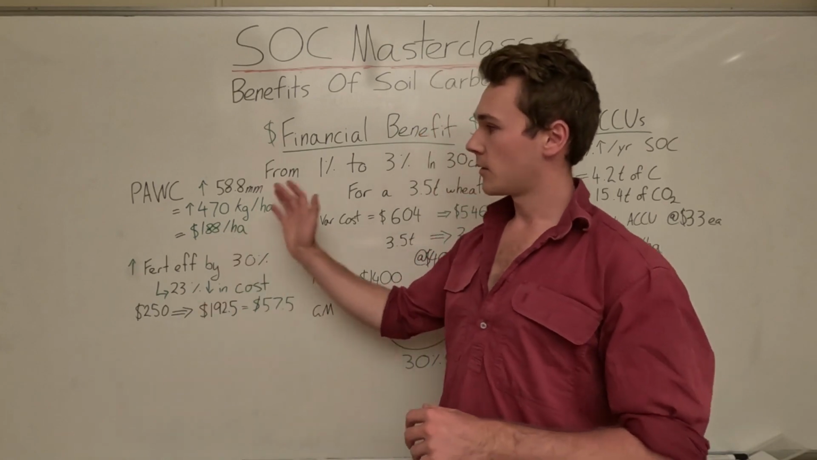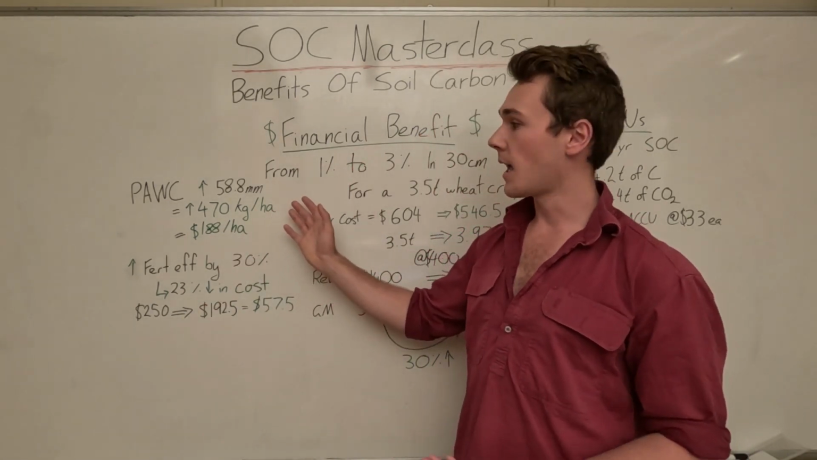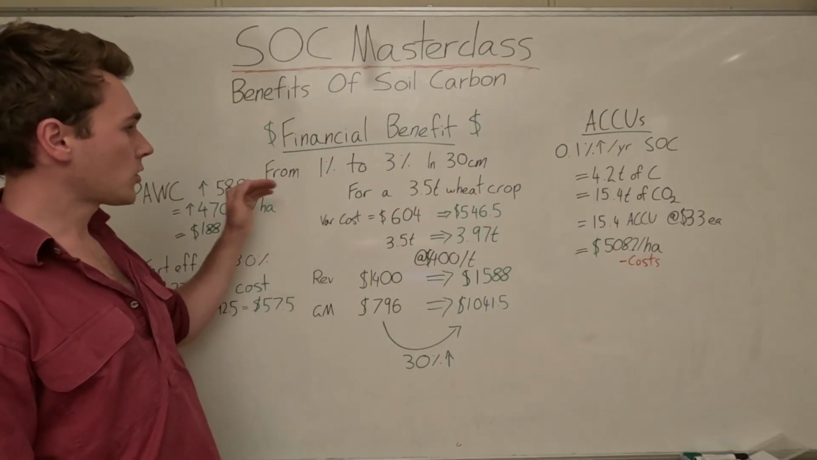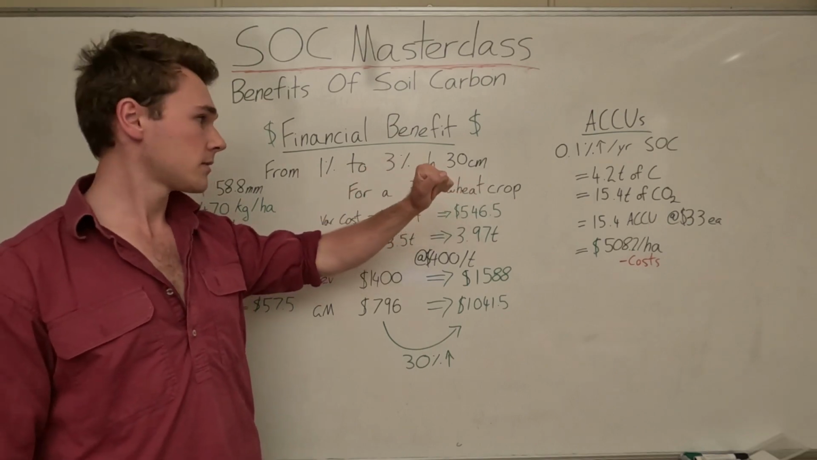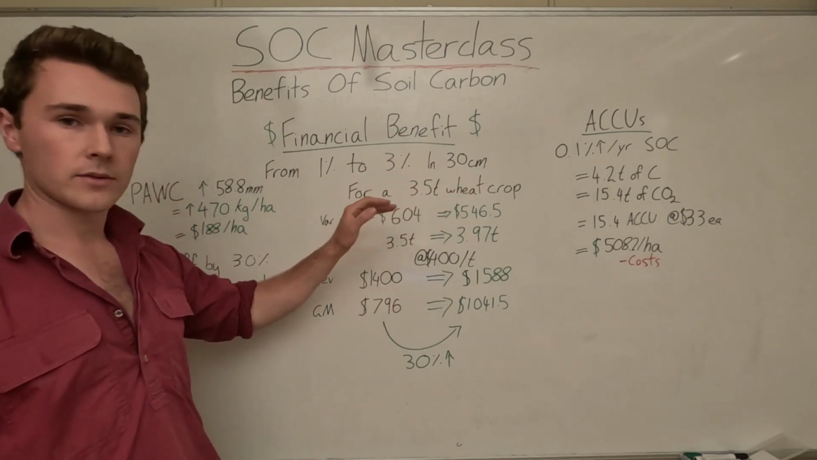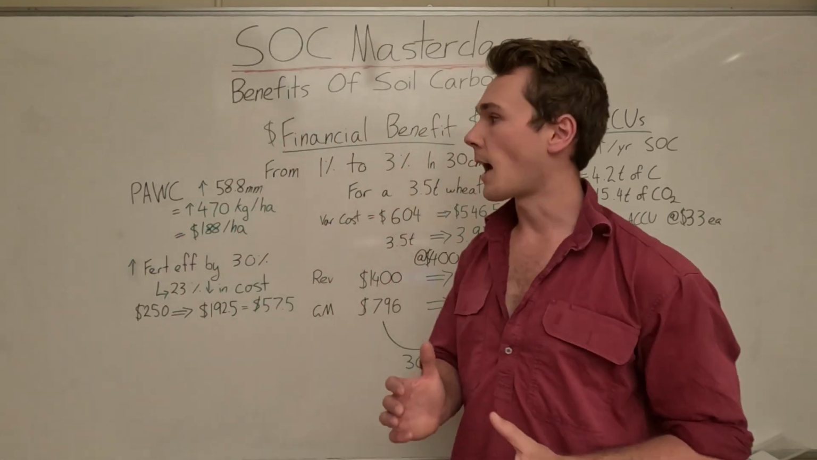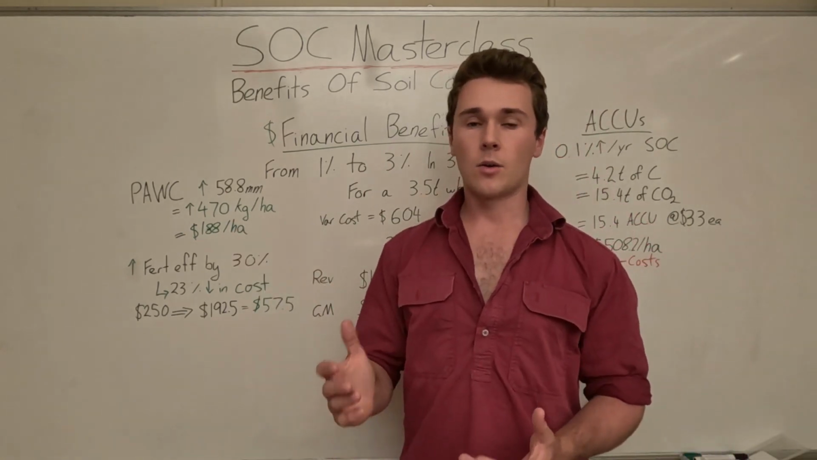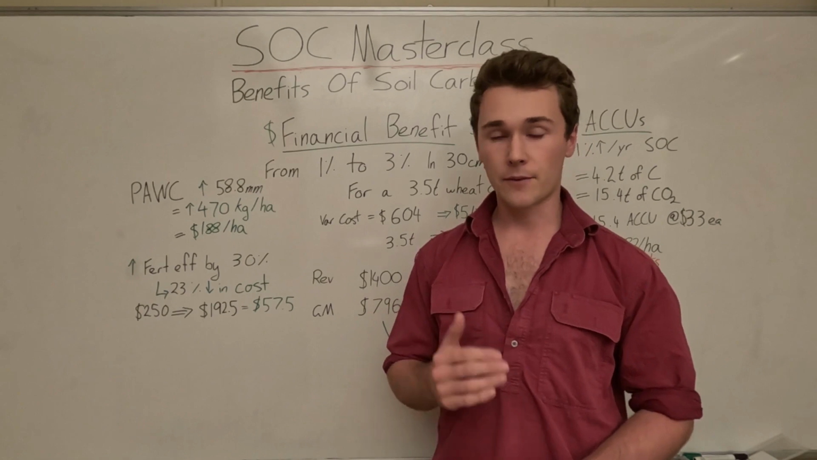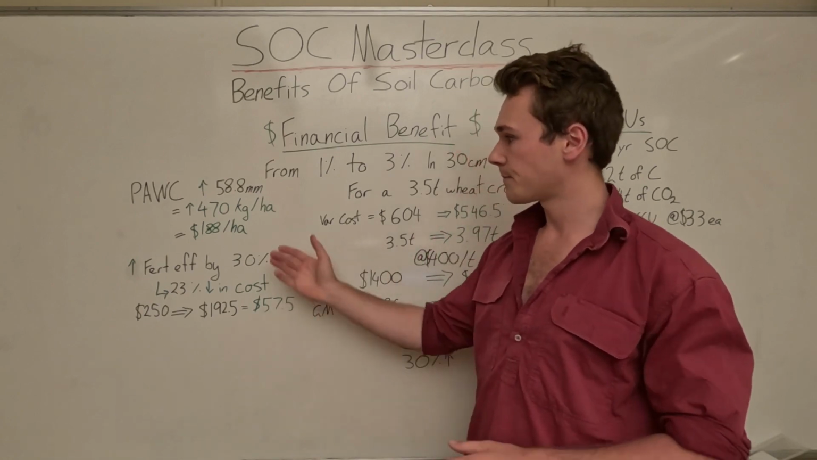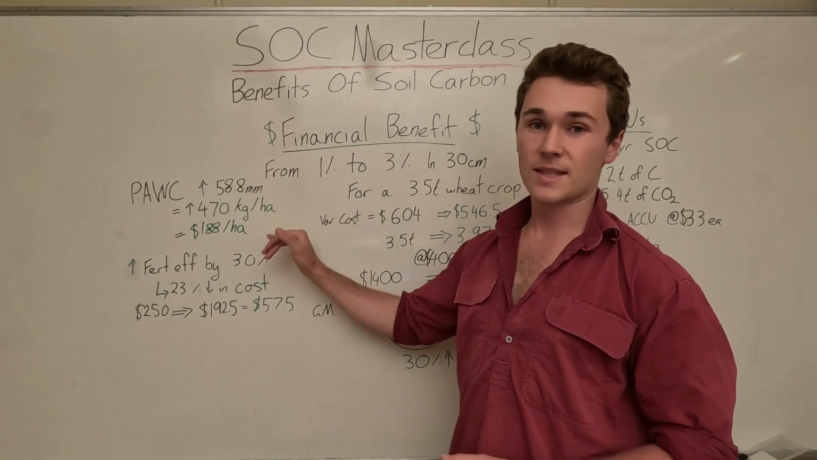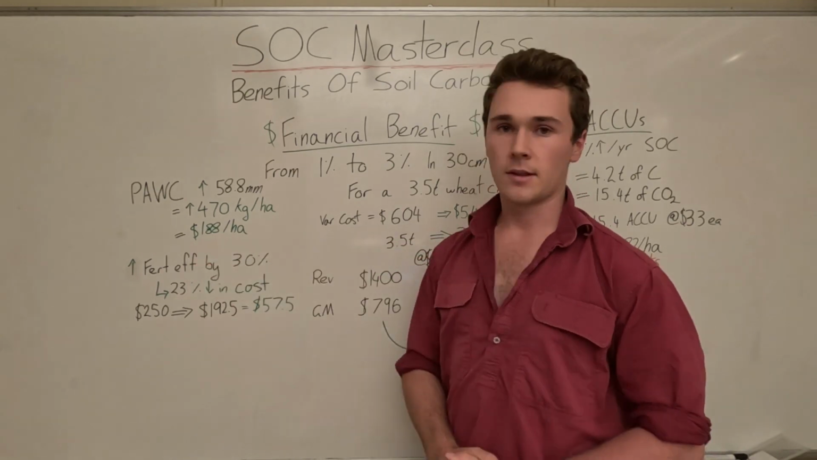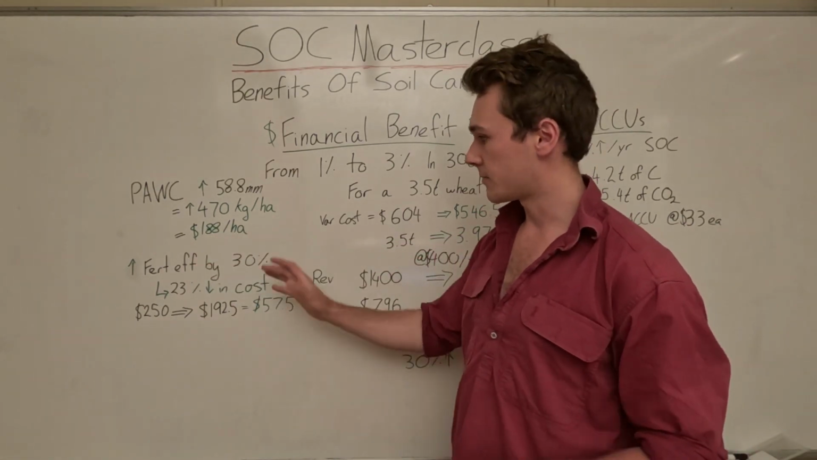So let's start off. We estimated that we could potentially increase our wheat yield. By the way, we're considering an increase from 1% to 3% in the top 30 centimetres of our soil for a 3.5 tonne wheat crop. So that's kind of the context we're thinking in. So we can increase our wheat yield by about 8 kilos for every mil of water we have in our soil profile, which works out to be 470 kilos per hectare of wheat, which works out to be $188 per hectare, using $400 per hectare ish.